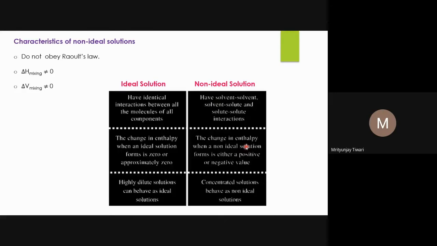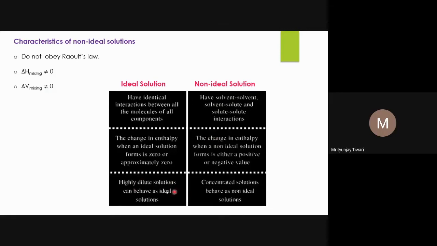Negative means exothermic processes, and positive means endothermic processes. So if ΔH is positive, the dissolution is an endothermic process. Similar things we can also make out for ΔV. The volume of mixing for ideal solutions is 0, and the volume of mixing for non-ideal solutions is not equal to 0. It could be positive or negative.